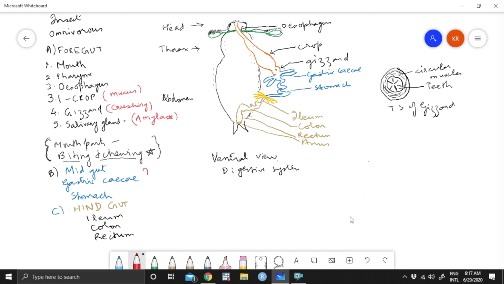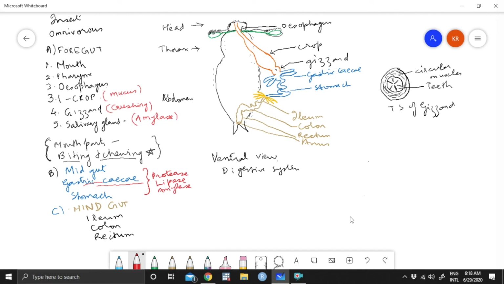The essential digesting feature of the cockroach will be in the midgut. These gastric caecae give out a lot of enzymes: proteases to digest proteins, lipase to digest fat, and again some amylase to digest the carbohydrates. So all three will be given out over here: proteases, lipases, and amylases.